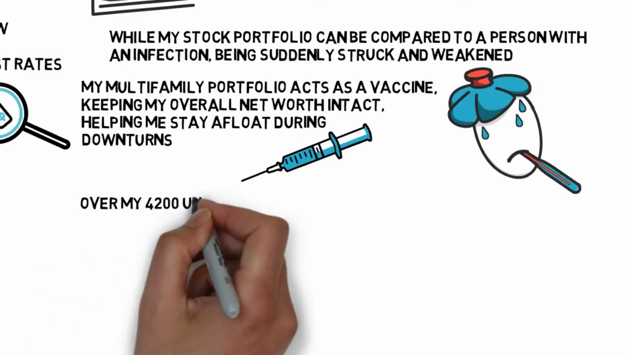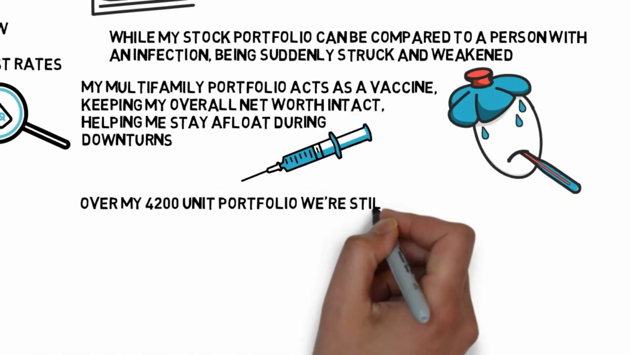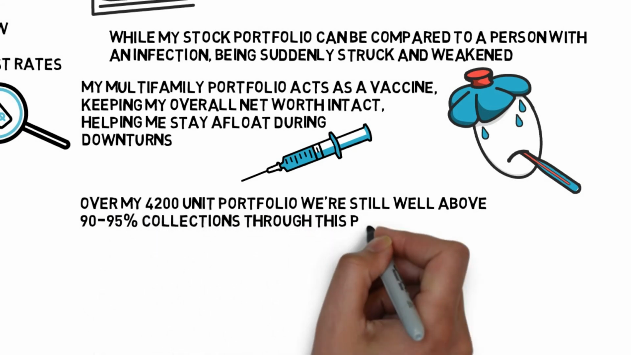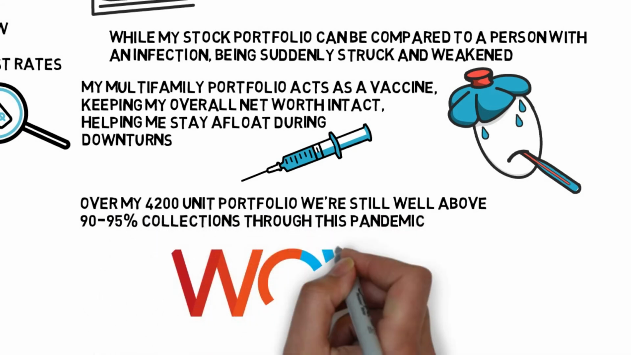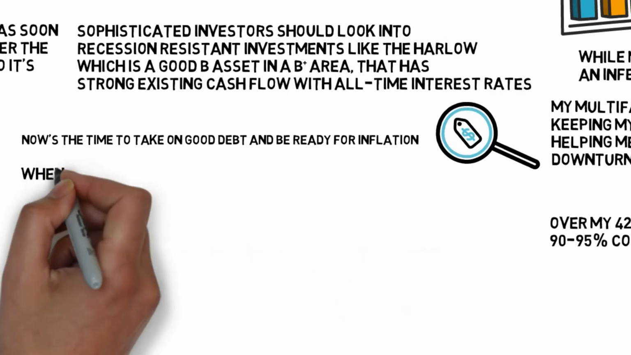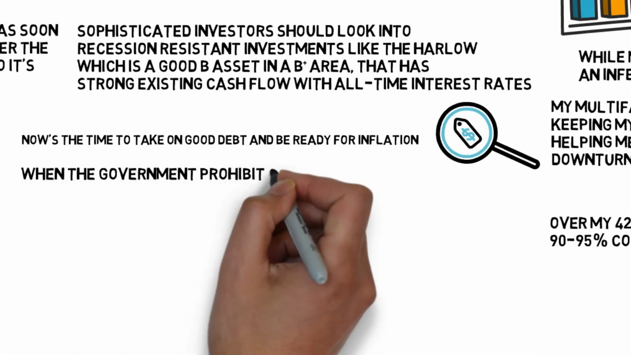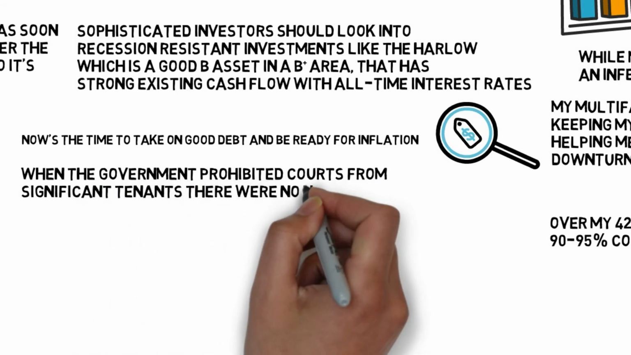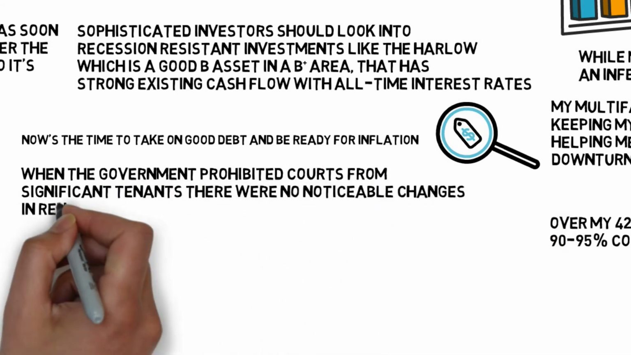Over my 4,200 unit portfolio, we're still well above 90 to 95% collections through this pandemic. When the government prohibited courts from evicting tenants, there were no noticeable changes in rents, and collections kept coming in.